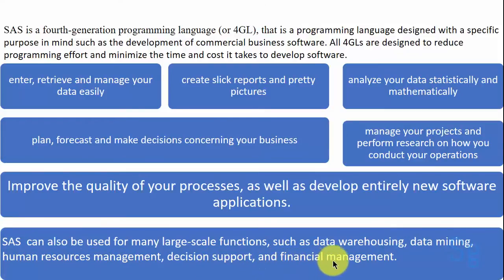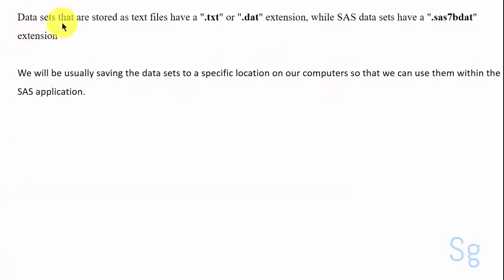and financial management. Datasets that are stored as text files have a .txt or .dat extension while SAS datasets have a .sas7bdat extension. We will usually be saving the datasets to a specific location on our computers so that we can use them within the SAS application. That's it for now. Thanks.